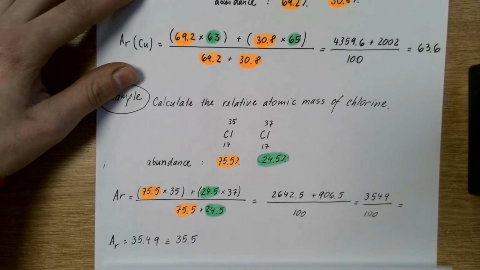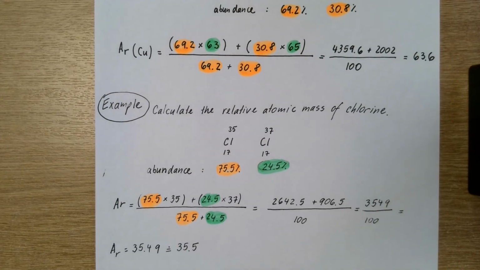Okay, so you should have calculated that the relative atomic mass of chlorine is 35.5. So well done, you calculated that correctly.